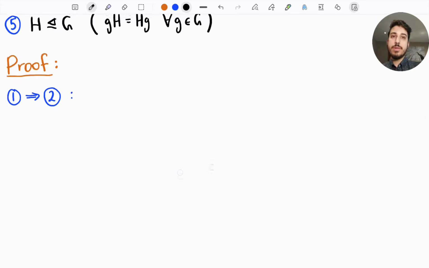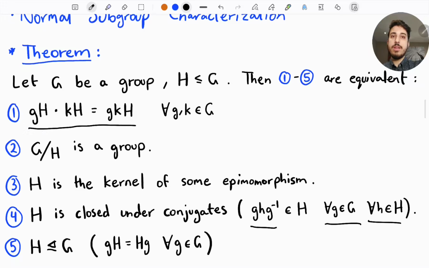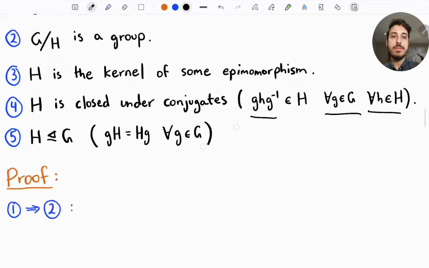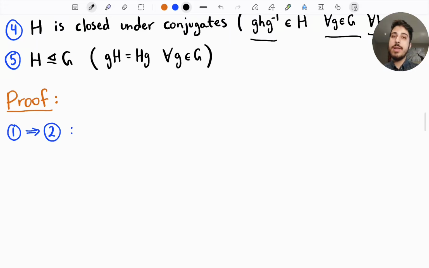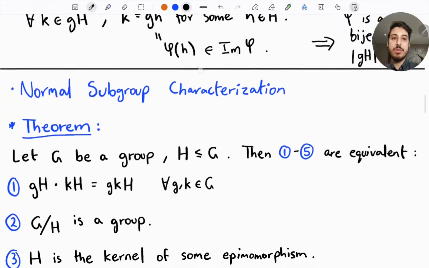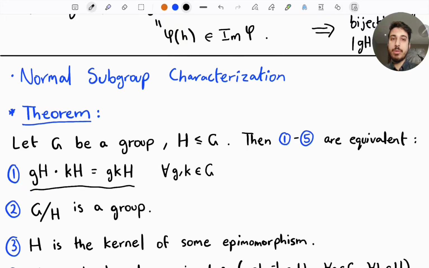So, to suppose the first statement, we will suppose that GH times KH gives us exactly the coset GKH. And what I want to prove is that the set GH is a group. Recall that this is the set of cosets of H by the elements G in the group. So, to prove that it's a group, I need a set and an operation. The set is given to be GH. The operation I will define as follows. I will use the very natural supposition here to define my operation on the cosets, which are the elements of GH.